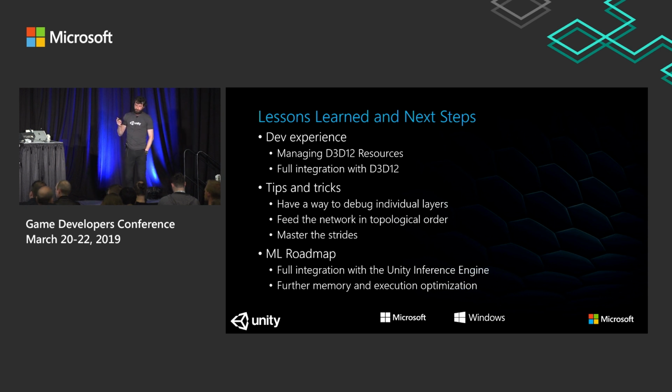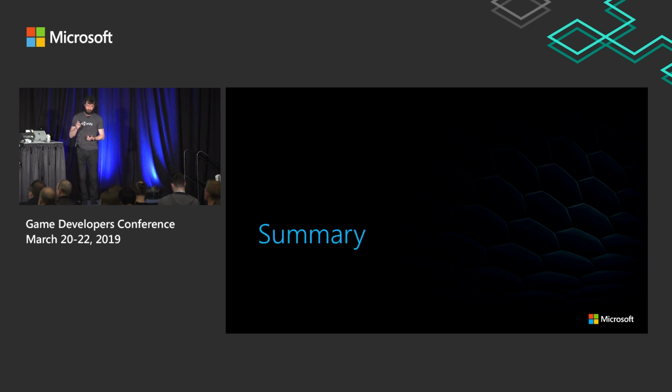So what's next? We're planning to fully integrate DirectML with the Unity inference engine. Right now, we've only done part of this work, and it's still in progress. And of course, further optimize memory and execution, like fusing layers with activations or saving memory, like Kevin mentioned earlier, ping-ponging buffers so that we can save memory, stuff like that. So this is in the future. Thank you.